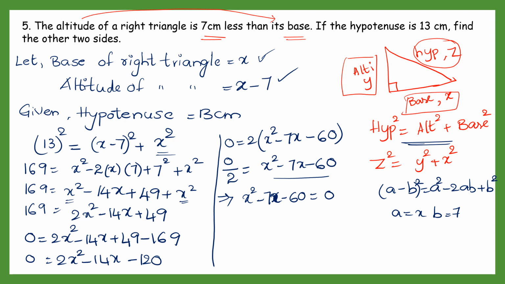60. How can you split the middle term? You should take the coefficient of x square into the constant, minus 60. What do you get? Minus 60. How can you split this? Yes, you can take 12 fives are 60.